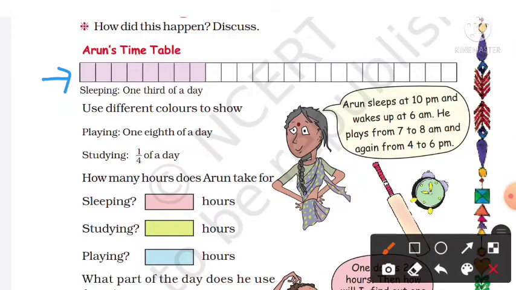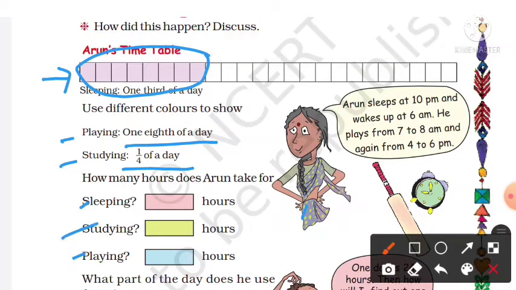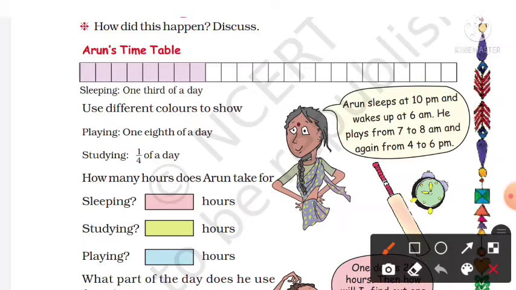Sleeping 1/3 of a day. So it is the 1/3 portion that is colored in pink of a day. Now use different colors to show playing 1/8 of the day, studying 1/4 of the day. So how many hours does Arun take for sleeping, studying, playing? Very simple. We know that there are 24 hours in a day, and the above figure contains 24 boxes here.